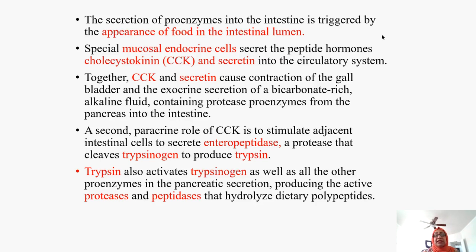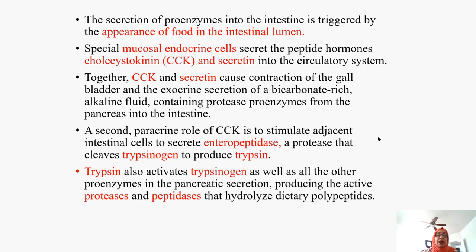Okay, so besides these enzymes, once we have the food, then we will see that there is a secretion of certain hormones. So we're going to talk about two of them here. The first one is called cholecystokinin or CCK, and the other one is secretin. These two hormones will regulate secretion of some fluids that will contain bicarbonate, which will change the pH of the intestine and make it basic, which is very good media.